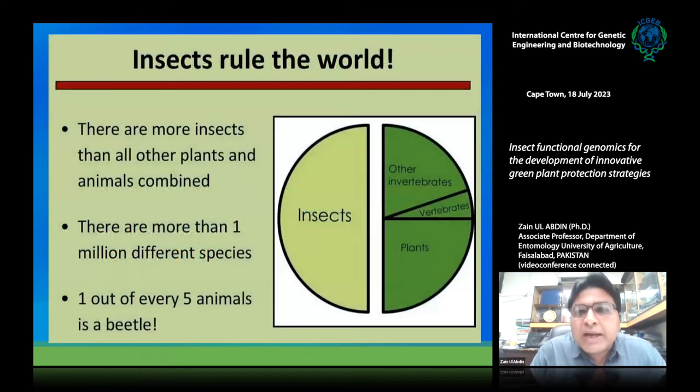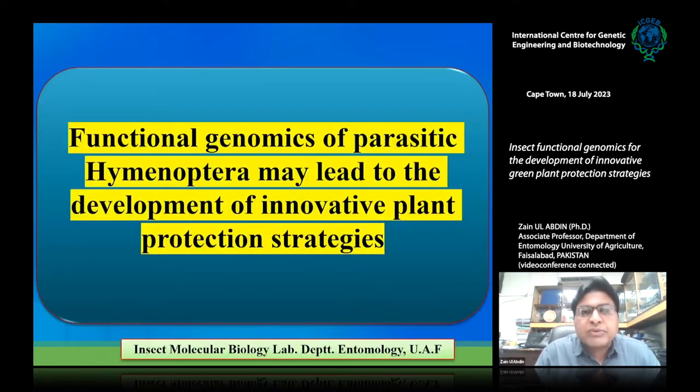From this figure, you can have an idea that almost half of the animal kingdom is composed of insects. Almost half of the animal kingdom. The rest of the whole animal kingdom is composed of vertebrates, plants, and other things. But insects are present everywhere in the world. They are tiny creatures, and they are found in each and every part of the world.